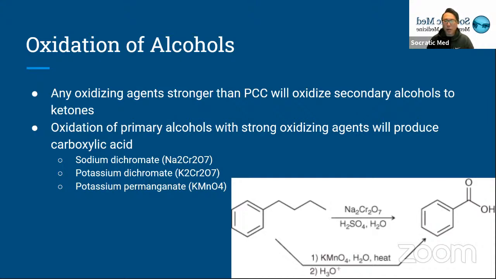But then for primary alcohols, instead of oxidizing it only to an aldehyde, it will oxidize the alcohol into a carboxylic acid if it's a primary alcohol. So these are strong oxidizing agents. As you can see on the bottom, it can oxidize molecules to form a carboxylic acid.